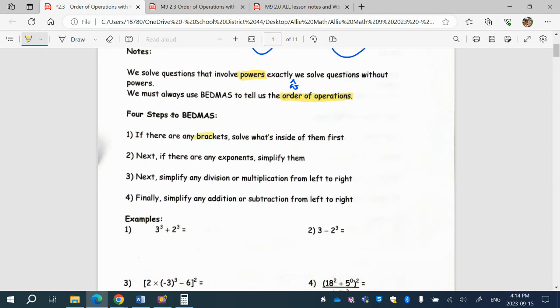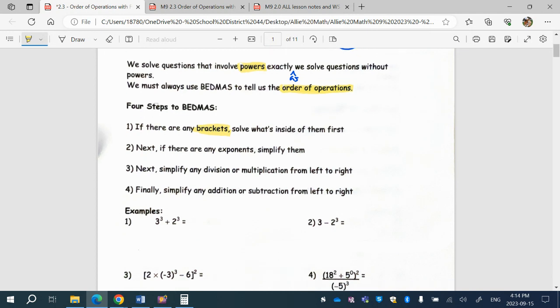If there are any brackets, solve what's inside them first. So if we've got 2 plus 3 times 3, make sure that we do this part first. We get 5 then times 3, and we get 15. Next, if there are any exponents, simplify them. So what it means to simplify, if we have 6 squared plus 4, we need to simplify this first. This will become 36 plus 4, and we get 40.